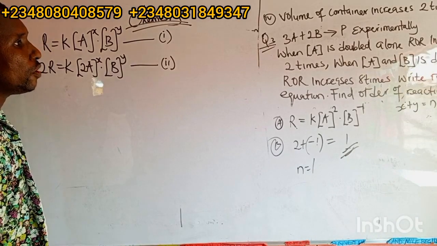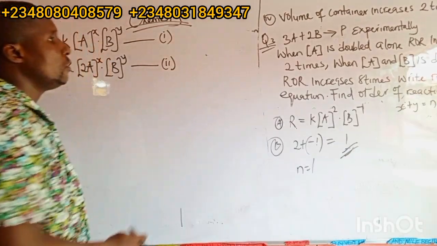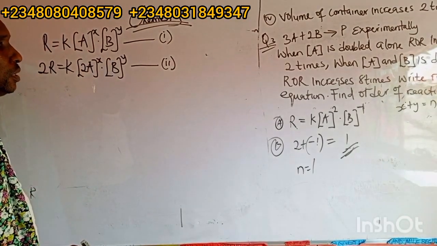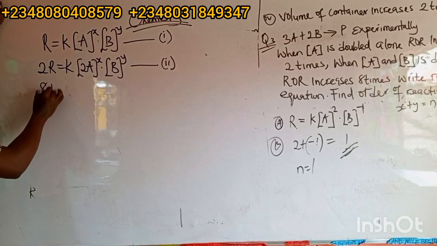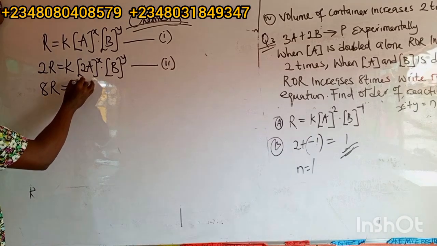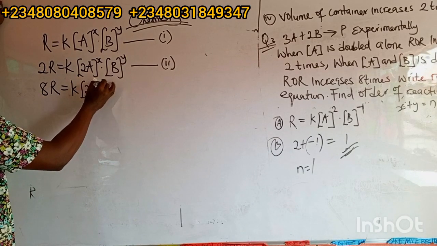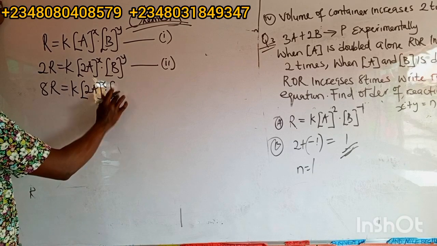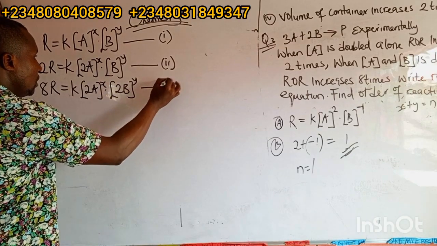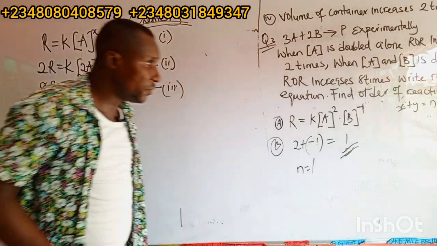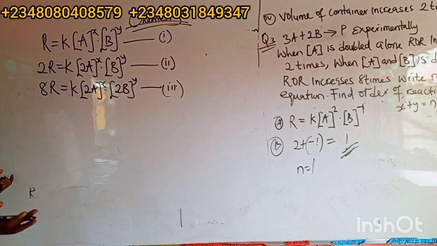When concentration of A and B is doubled, rate of reaction increases 8 times. Concentration, I told you in the first class, is what this thing means. It increases 8 times when concentration of A and B are doubled. We now say find order of reaction and write the rate law equation. Very simple.